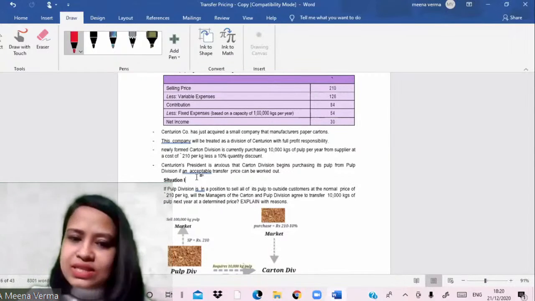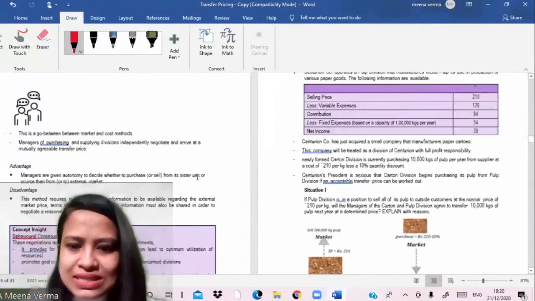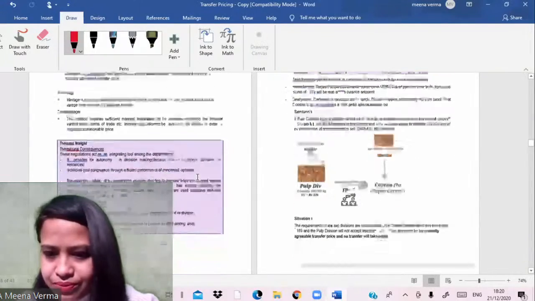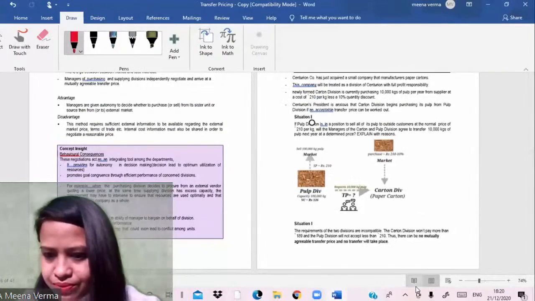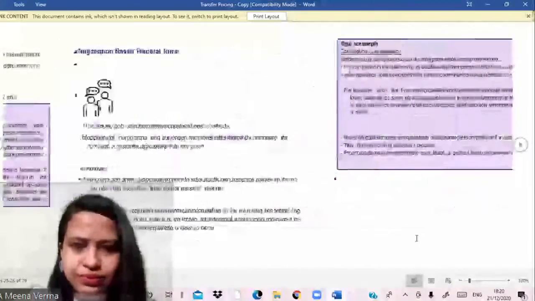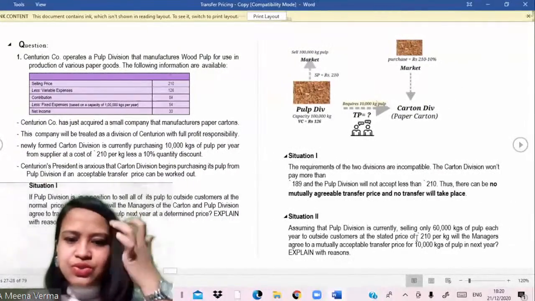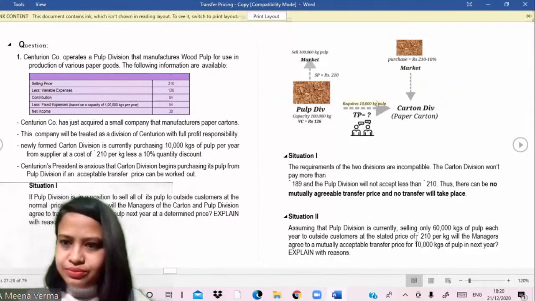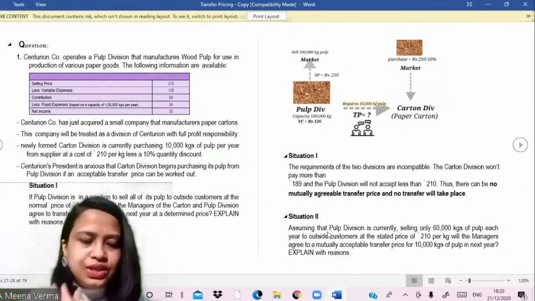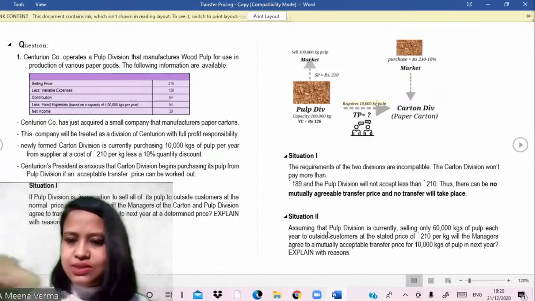Maximum transfer price, we will discuss this with the help of an example. But before that, I want all of you to please read this question. Let me do this in 2 pages. So this is the question which we have, and I want all of you to please read this question. Okay, I'm giving you time. First, you read this question, then we will discuss this.